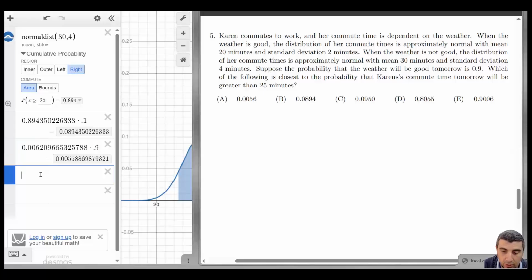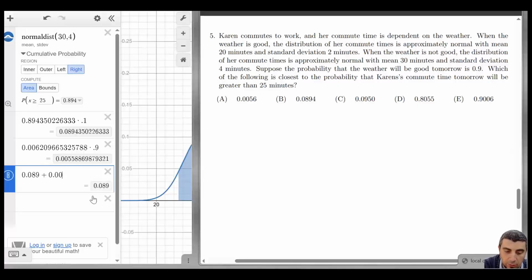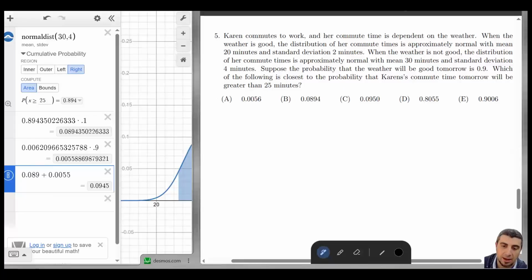So we would have to take those two numbers, 0.089 and 0.0055, add those together, and you get 0.0945-ish, and that corresponds with choice C.